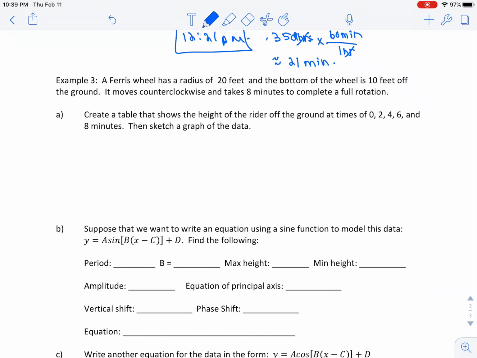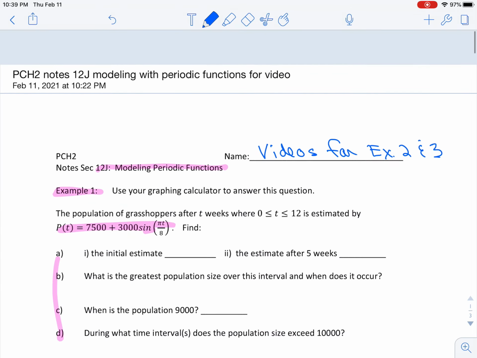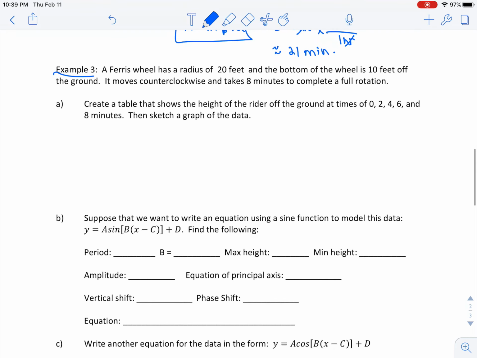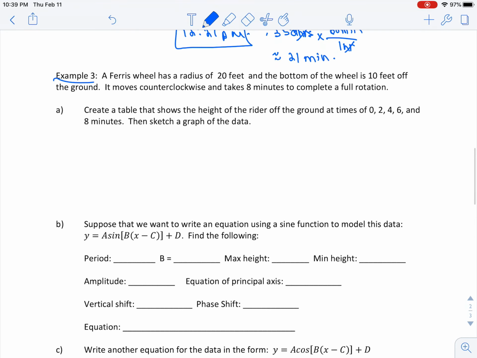In this video, we are looking at example 3 on the notes over modeling with trigonometric functions. And this is one of my favorite types of problems. I like doing these Ferris wheel problems, so I hope you enjoy it too.